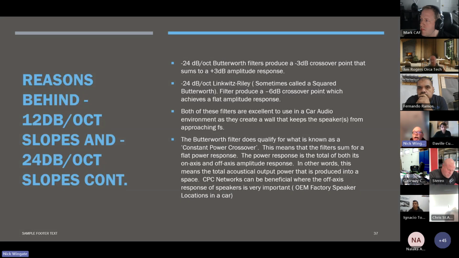Both of these filters are excellent to use in a car audio environment as they create a wall that keeps the speakers from approaching free air resonance. And that is most important. We want to make sure that we stay away from the free air resonance of the speaker.